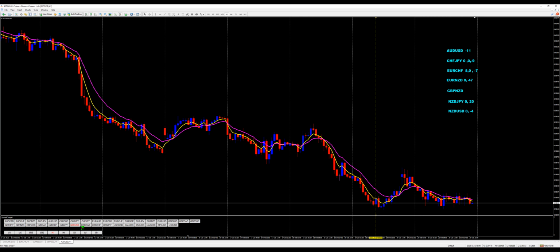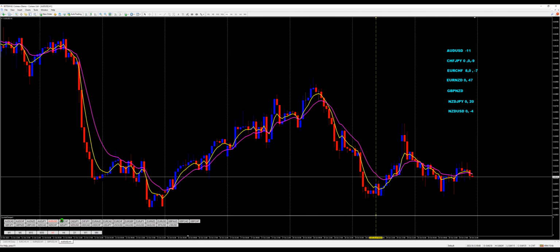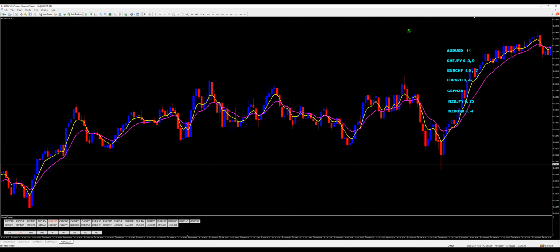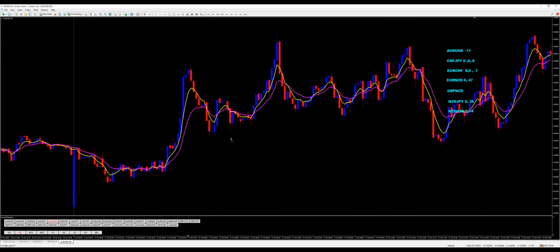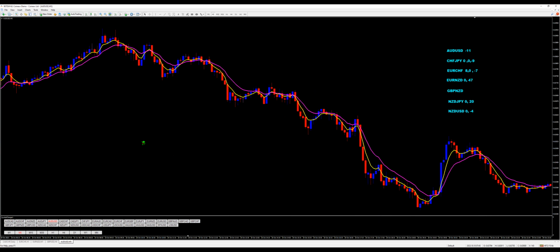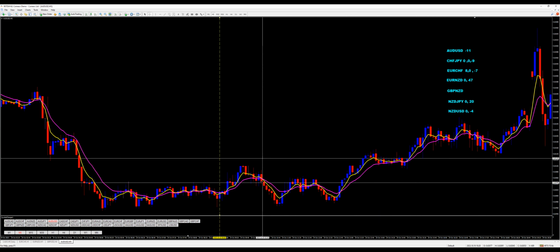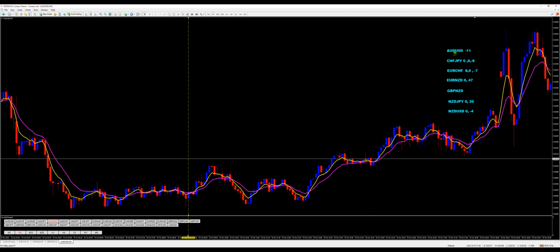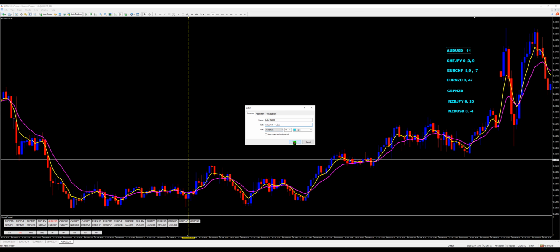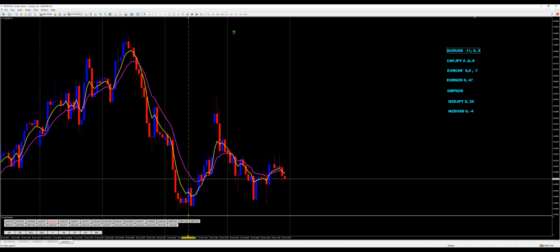All right, here. Aussie dollar, looking for a short. This is set up short. So we go to 5 minute. And here's the trade. Get 3 pips out of it. Nothing exciting so far.